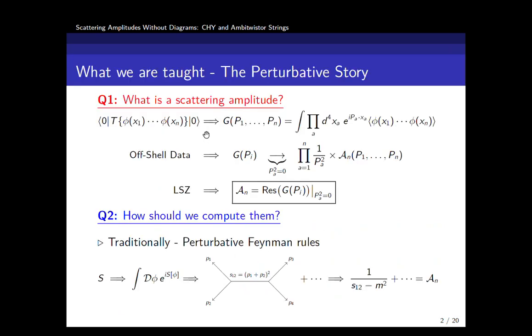So as motivation, in about 1955, the LSZ reduction theorem basically allowed us to evaluate S-matrix elements from time-ordered correlation functions. And then when we go to momentum space, we get our Green's functions, which reduce to amplitudes at simple poles when we take the on-shell limit. And traditionally how we compute them is through perturbative Feynman diagrammatic procedures.